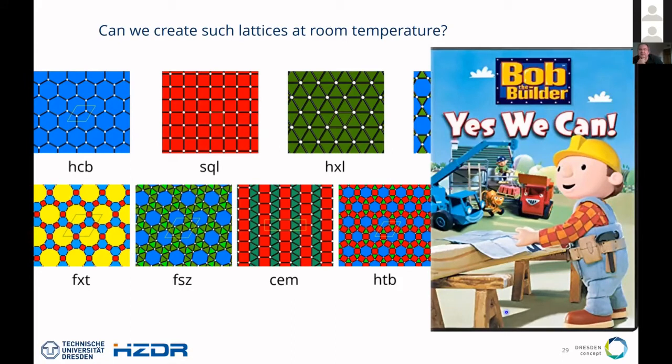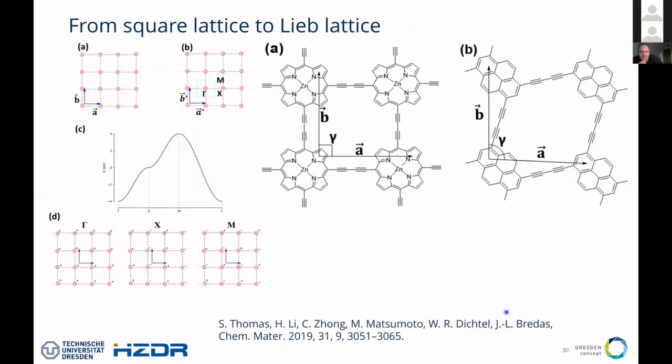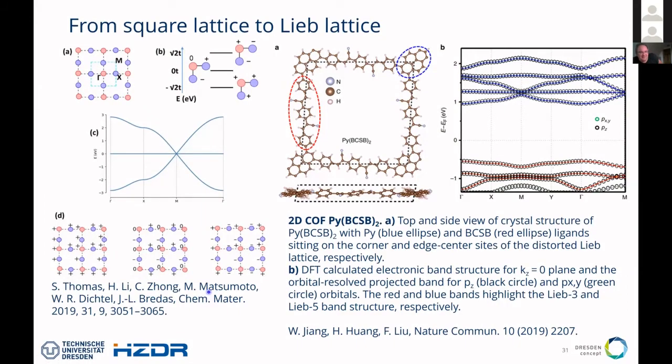So first, people tried that in silico. Here's an example from Jean-Luc Bredas and Will Dichter's group that has been published last year. Here people were thinking about the square lattice built by these porphyrin units, or by these kinds of units here. If you go through the literature, you find other stuff. And so he implemented the Lieb lattice in silico. That would be the band structure of the very abstract lattice, and that would be the band structure if you do it in such a molecular framework.